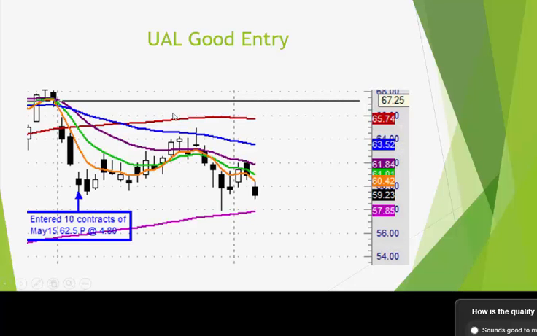Now, here's another stock, UAL. This is United Airlines. And remember, these are all past trades, so I'm not in any of these. And this here was a good entry. We entered 10 contracts of the May 15 62.5 put at 480. And yes, we did get in on the wick here, expected for a put.